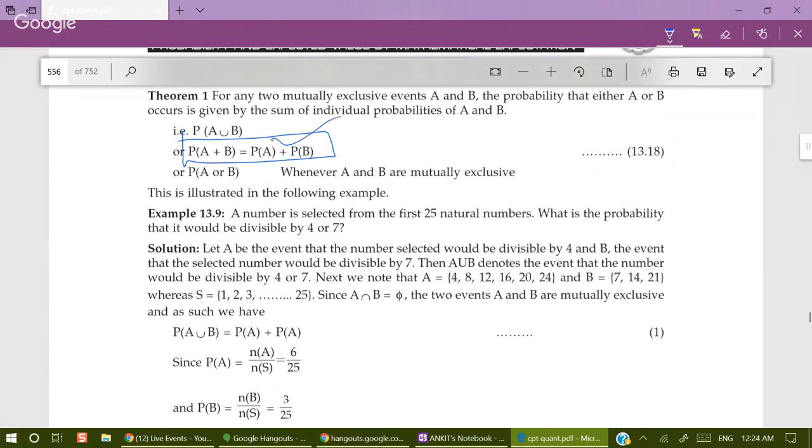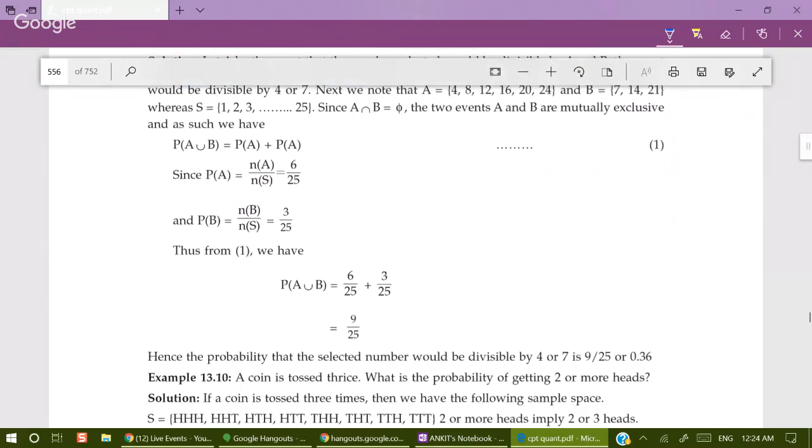So multiples of 4 are 4, 8, 12, 16, 20, and 24, that is total 6 numbers, and thereafter multiples of 7: 7, 14, and 21, that is 3. 6 and 3, that is 9. So 9 by 25 is our answer.